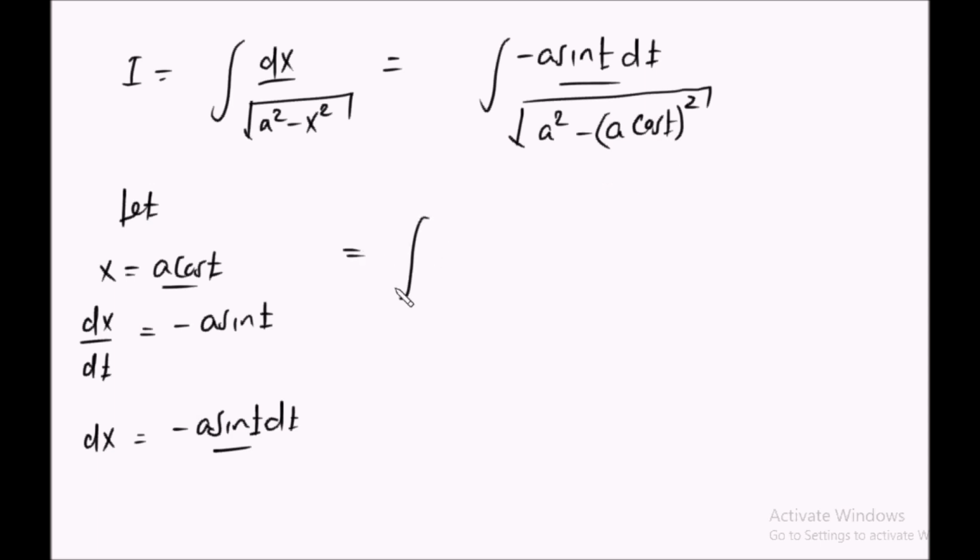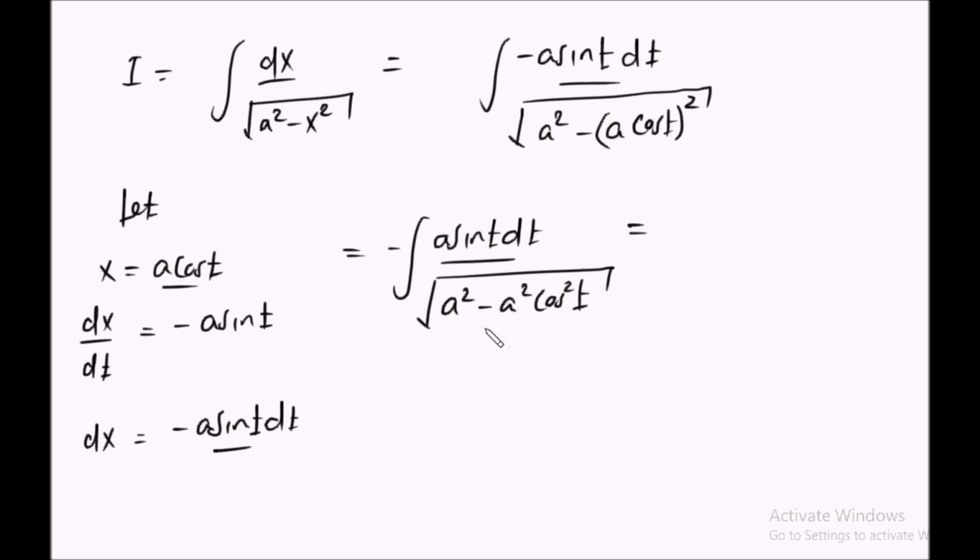So hiyo itakuwa ni sasa na negative hiyo nitoe nje, we have a sin of t dt over, so you have a squared minus, so nikisquare unapata a squared cos squared t, kama hivyo. So hii a squared ipo hapa na hapa, naweza nikaifactor out negative sasa hiyo ya nje. Do not forget the negative. A sin t dt over the square root of a squared, nimeitoa nje sasa, 1 minus cos squared of t.